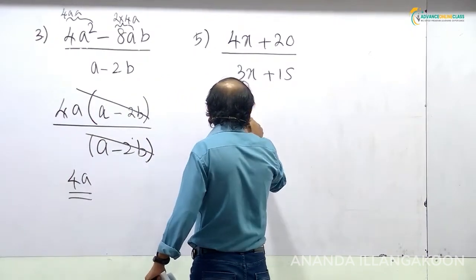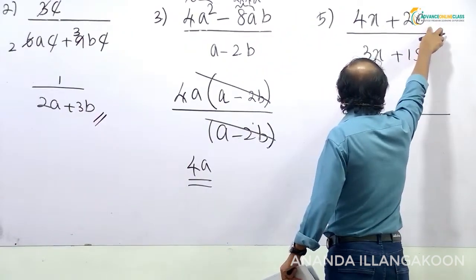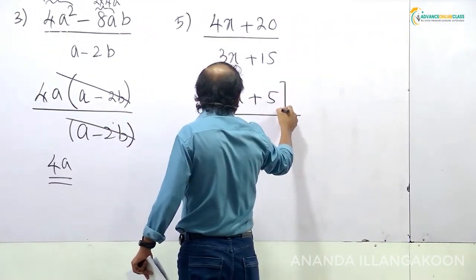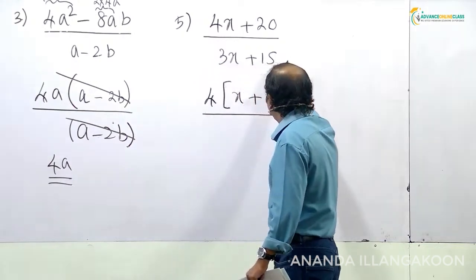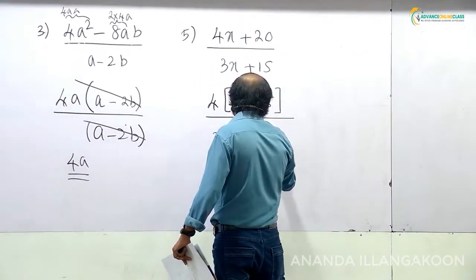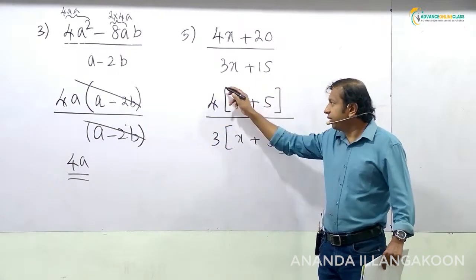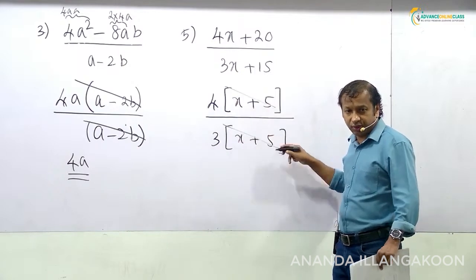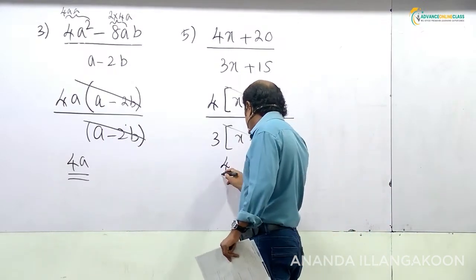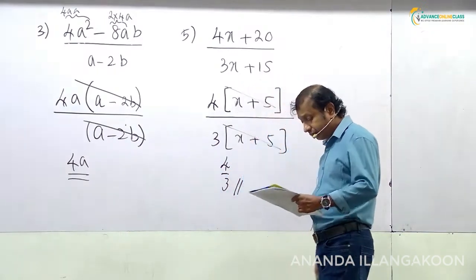Take that now, people, here. 4, open a bracket. 20 you can write as 4 into 5. Once you take 4 out, here we have x, here we have 5. Here, 15 we can write 3 into 5. Take that 3 out, x plus 5. Now we can see this x plus 5, this x plus 5 available. That directly you can cancel down like this, giving 4 by 3. Okay? This is the simplest form.